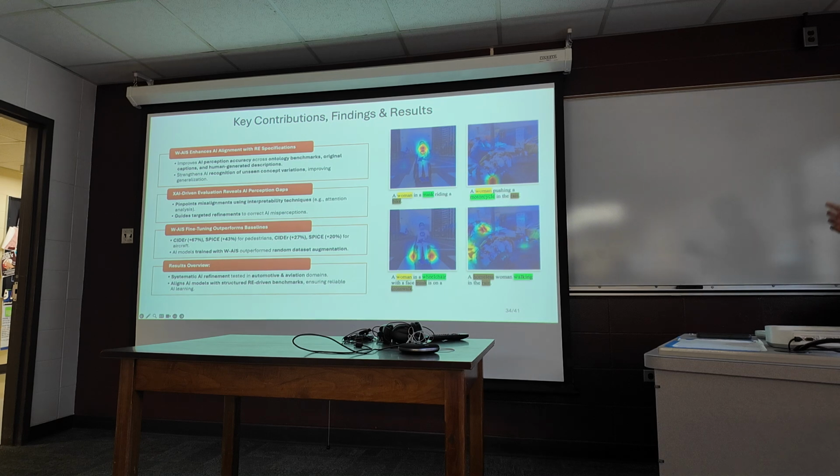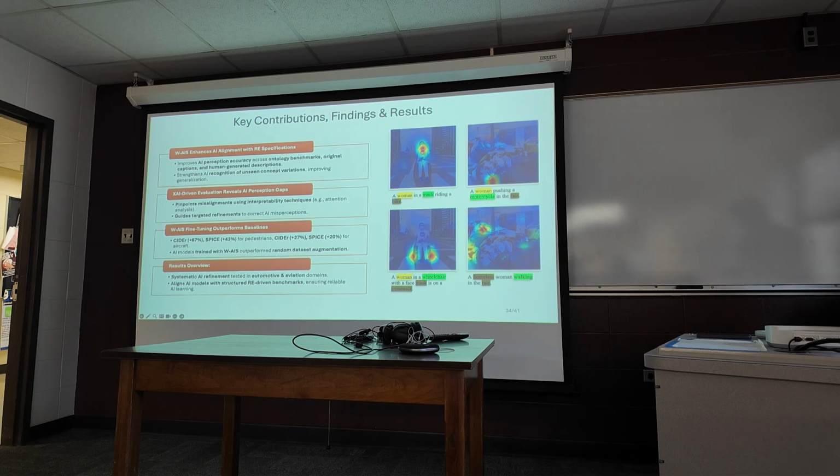We can say that VIS enhanced the AI model alignment with the structured requirements, improving the perception accuracy across the ontology benchmark, dataset captions, and human-generated descriptions. It also boosts the recognition of unseen concept variation, improving generalization to rare cases like a wheelchair or an atypical aircraft. This is driven by its AI-based evaluation. VIS uses attention analysis to detect where a model focuses and diverges from the domain expectation, and guides targeted refinement to correct those gaps.